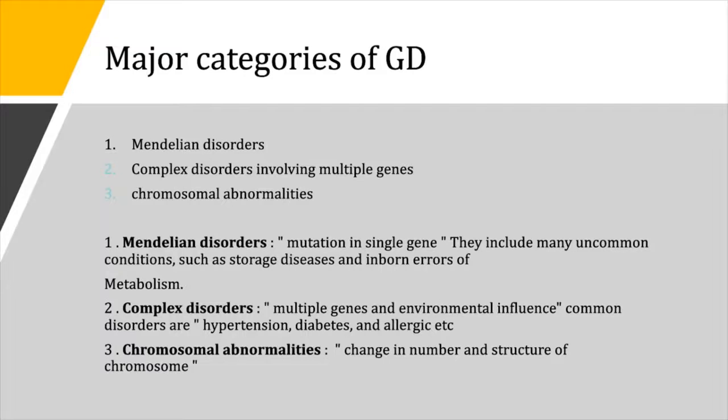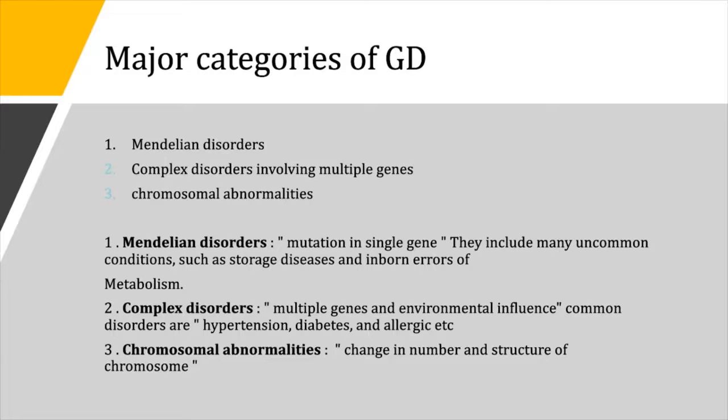What are the major categories of genetic diseases? There are 3 categories: Mendelian disorders, complex disorders, and chromosomal abnormalities. Mendelian disorders are those in which one gene is affected, unlike the non-Mendelian disorders. They are actually mutations of a single gene, and they include very common conditions like storage diseases and inborn errors of metabolism.